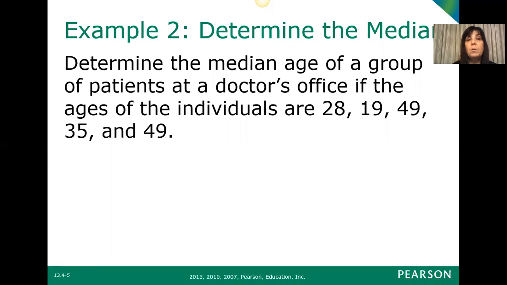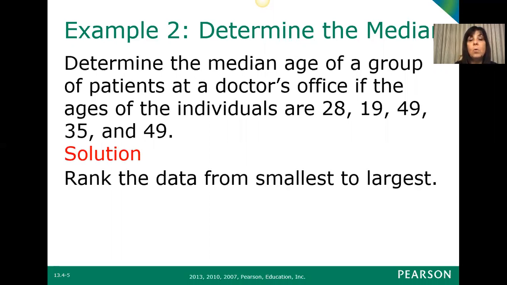So for example, to determine the median of an age group, if the ages are 28, 19, 49, 35, and 49, the first thing we will do is put the data in order from smallest to largest. So it will become 19, 28, 35, 49, and 49. To get the median, we will take the middle score. Since there is an odd number of pieces of data, we will have a middle, and the middle is 35, and that will be considered the median.